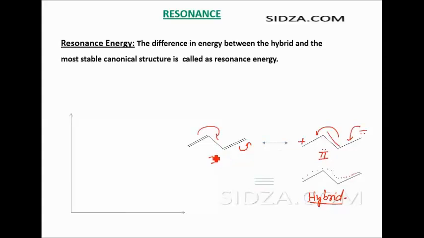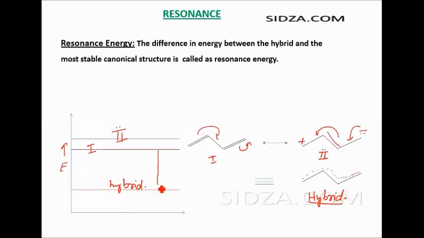So in terms of energy, we can draw here an energy graph for this one. Suppose this is the hybrid structure, this is the energy of the hybrid structure, this is the energy of the first structure, and this is the energy of the second structure, because the first one is more stable than the second. So the energy difference between the most stable canonical structure, which is in this case the first one, and the hybrid structure, that is the energy gap that you find here, that is actually the resonance energy, right? The energy has been released when the molecule undergoes resonance, correct? So the resonance energy is the energy difference between the hybrid and the most stable canonical structure.